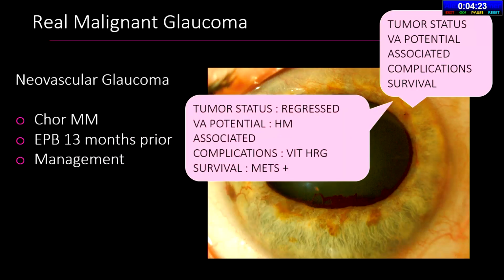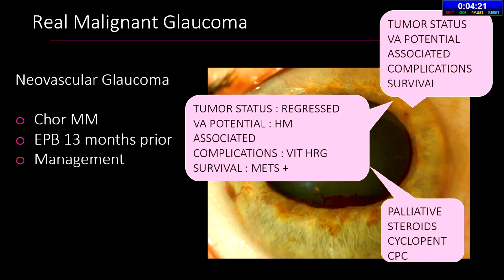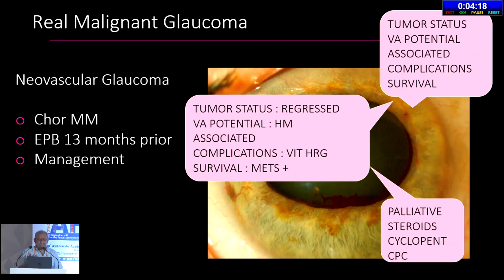Alternatively, if the tumor is regressed, but the vision is hand motions, there is vitreous hemorrhage, and the patient may be starting to get mets, you say, no, really, I can't be doing tube or trab or anything.